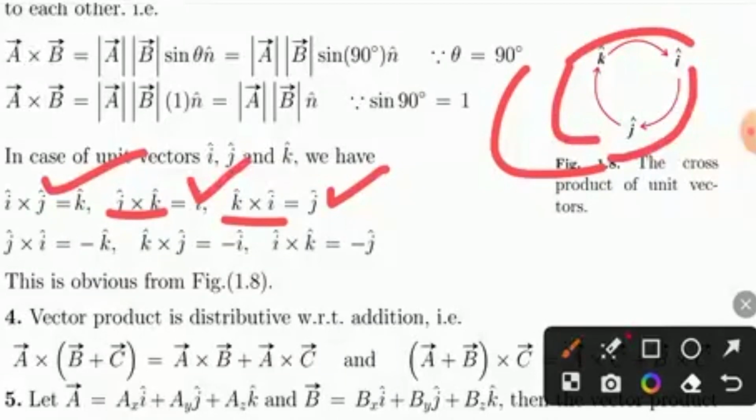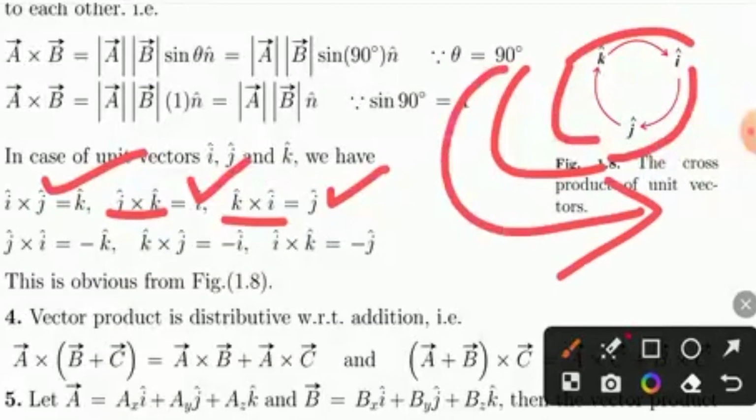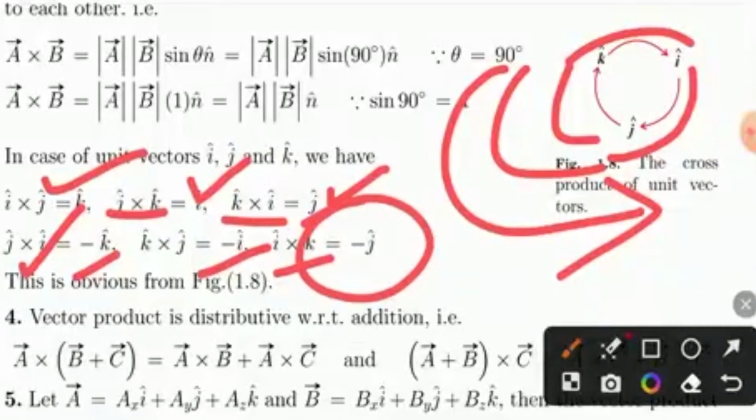And on the other way around, if we change the direction, then we use the negative sign with this product. Here you will see that if j is crossed with i, then the resultant vector is k with a negative sign. And the same pattern: k multiplied by j results in minus i unit vector, and i cross k will result in minus j unit vector.